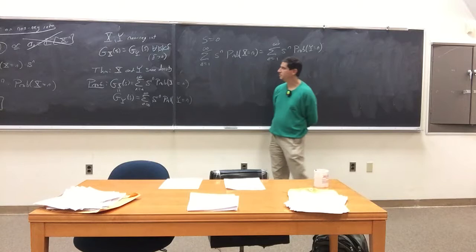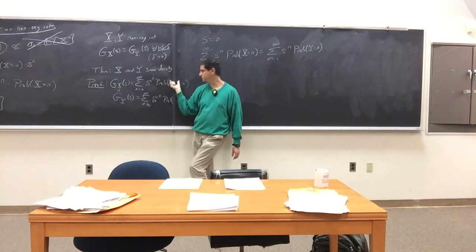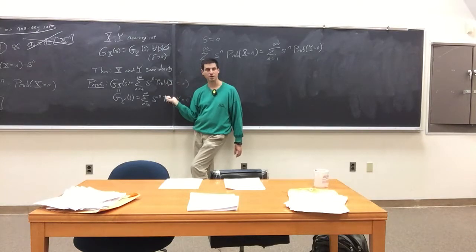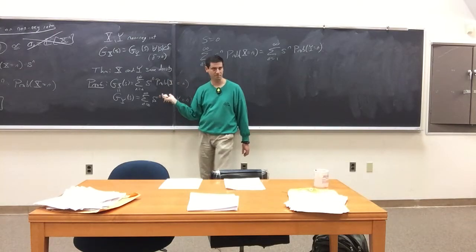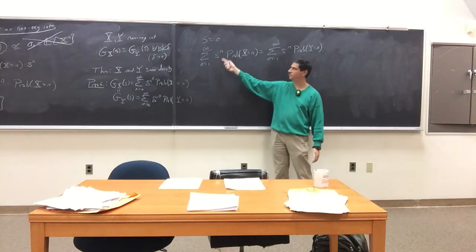But we're defining 0 to the 0 to be 1. So the only term that survives is the probability X equals 0 and the probability Y equals 0. So those two must be the same. And now, since those two are the same, we can remove them, and now we have the sum from 1 to infinity.